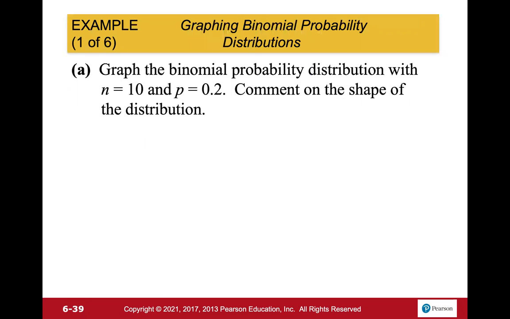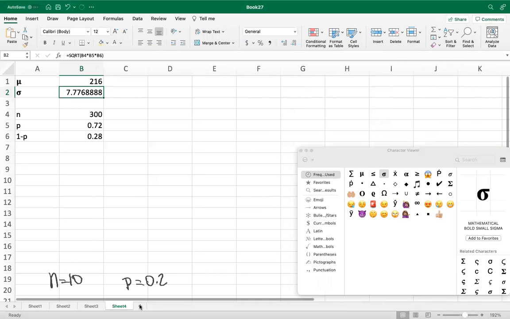Next, we're going to graph binomial probability distributions. So graph the binomial probability distributions with n equaling 10, p equaling 0.2. So again, n is equal to 10, p is equal to 0.2. All right, so let's build this on Excel.